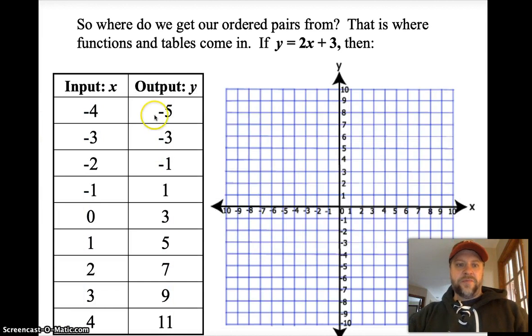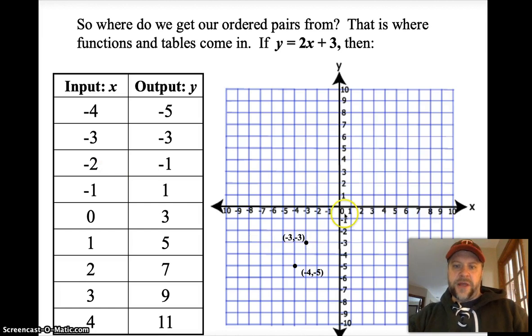Here is a graph. Let's look at the first point. Negative 4, negative 5. I go back 4 and I go down 5. There's my first point. Well, where's my second point going to go? I have an x of negative 3 and a y of negative 3 as well. So back 3 and down 3. My next point is going to go right here. There's my second ordered pair.